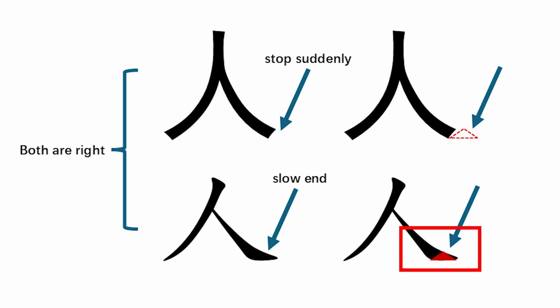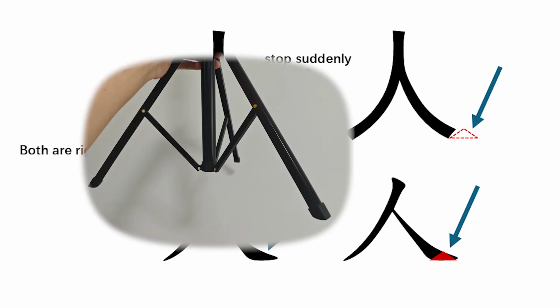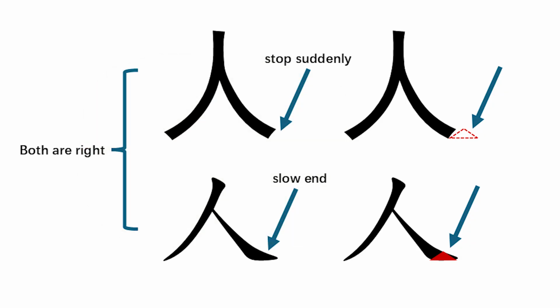You'll notice a triangle at the end of the stroke. It doesn't stop suddenly. This is calligraphy. You can think of it like the rubber feet on a tripod, making it more stable. This is a vast art form, so I won't go into detail here.